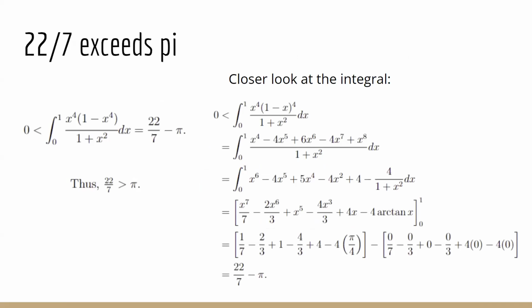So if we look, we can see some integrals and some weird stuff happening. On the left side here, we have 0. We have an inequality: 0 is less than this integral. Now this integral, we're going to look at this over here. So don't worry about the inequality. We're just going to look at the integral.